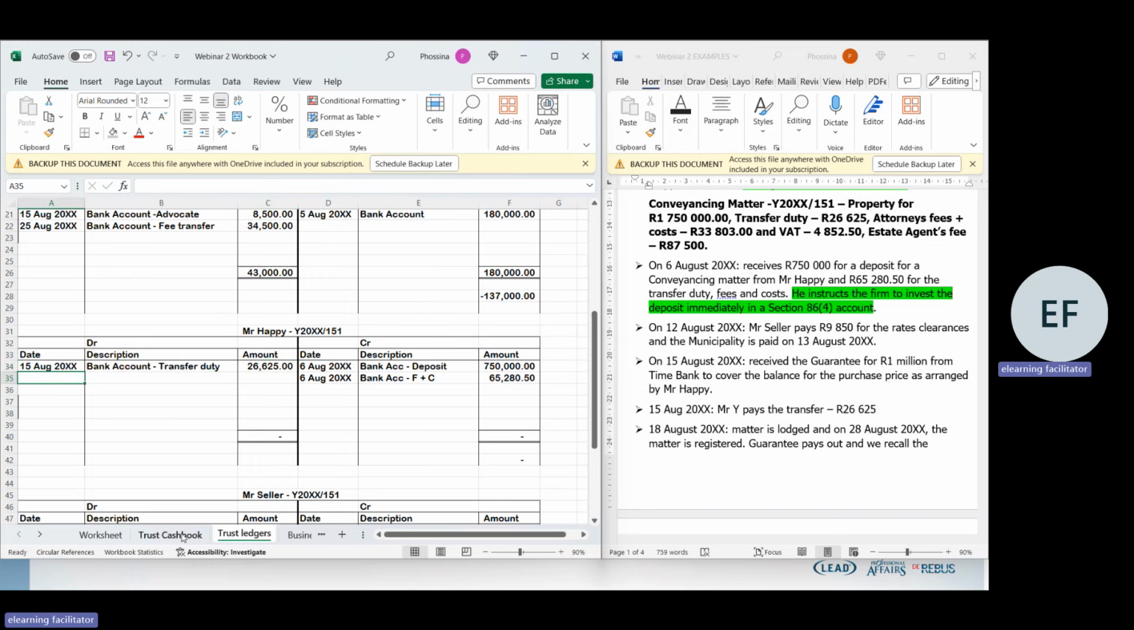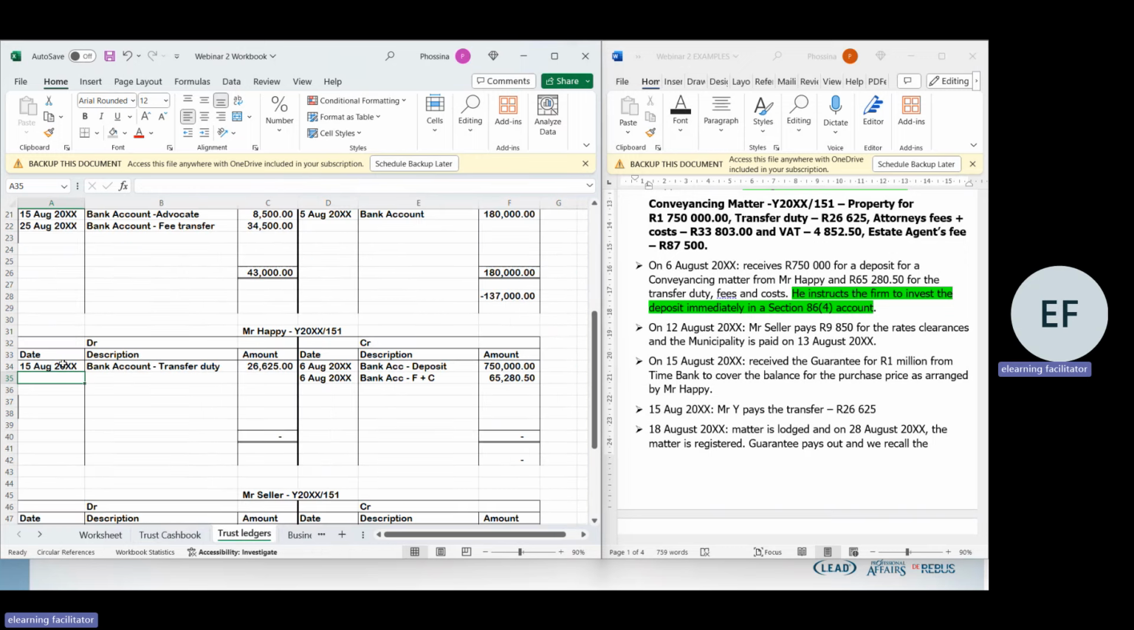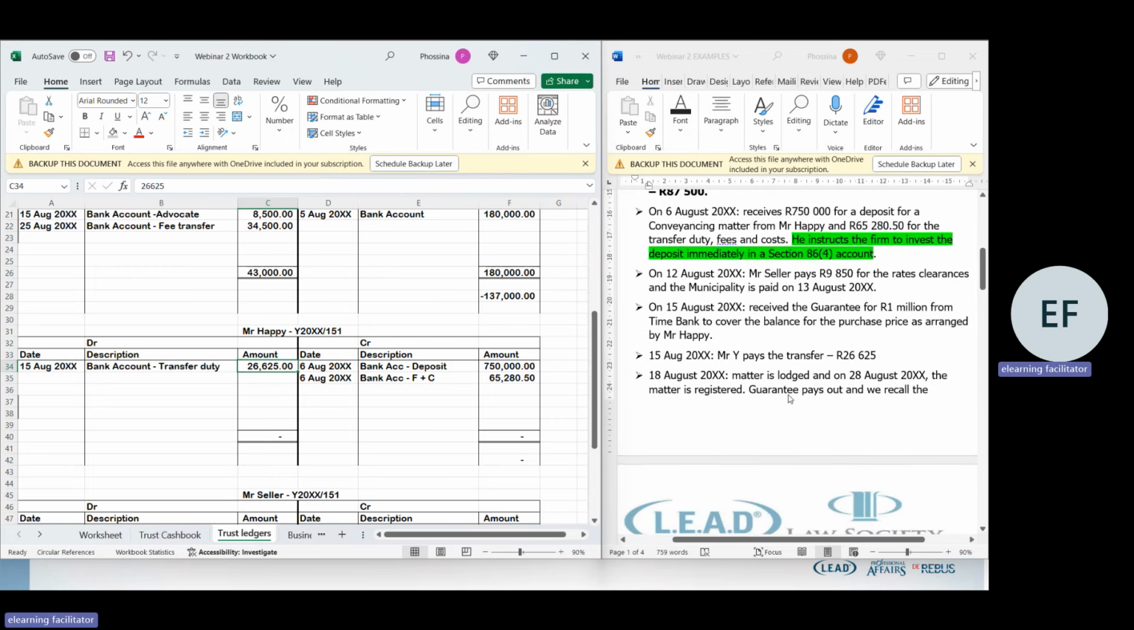So the double entry, this is the credit, we are paying out. This is the debit. So the debit, what it does, it reduces. We received 65,080.50, and already we have taken out 26. We've paid for the duty. So the idea is to show what happened with the money that we received. Okay, let's move on.